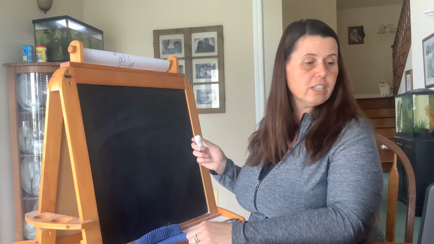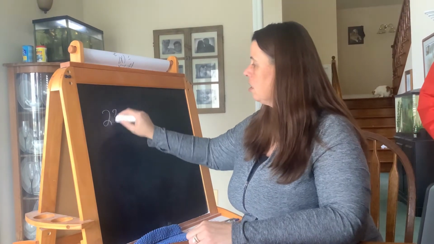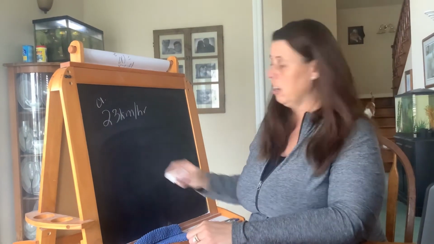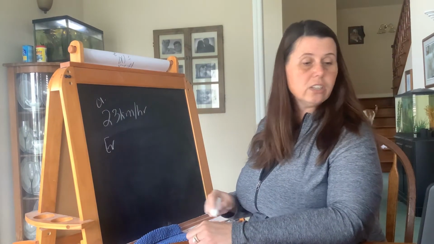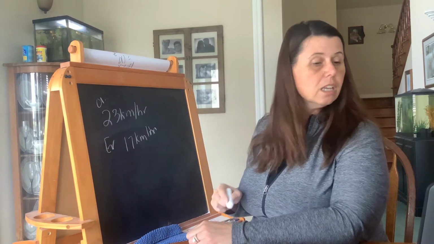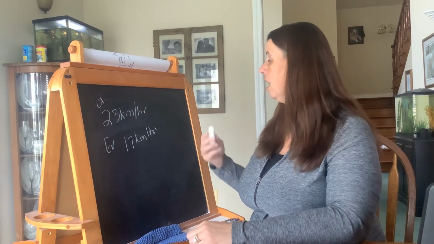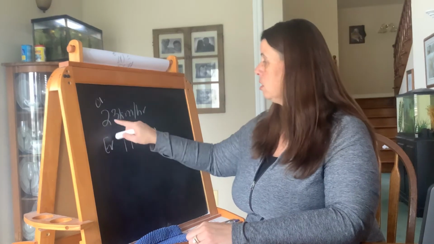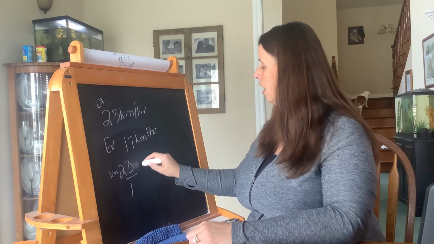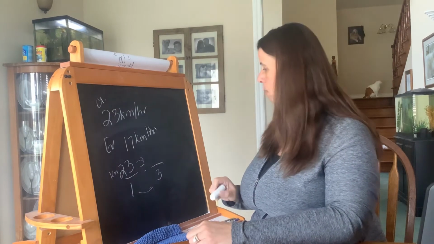Number 5. Claire can cycle at a speed of 23 kilometers an hour. Okay, so 23 kilometers per hour. This is Claire. Aaron can cycle at 17 kilometers per hour. How much farther can Claire cycle in 3 hours than Aaron? So we have to figure out how far each of them go in 3 hours.